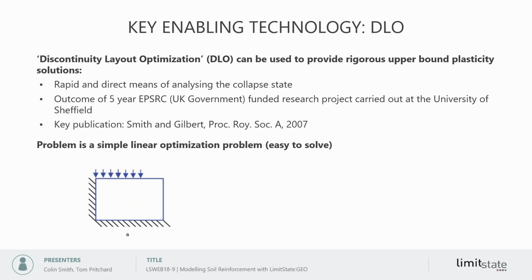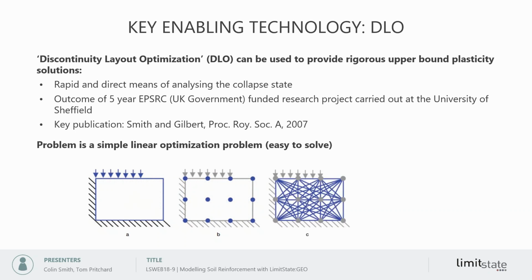So we have a block of soil here with fixed boundaries to the left and the base, and a load at the surface. Instead of populating this domain with elements, as in a finite element approach, in this approach we populate the domain with nodes. And essentially we connect every node to every other node with a potential slip line. So here we've got 12 nodes, so there are 12 times 11 over 2, 66 connections.